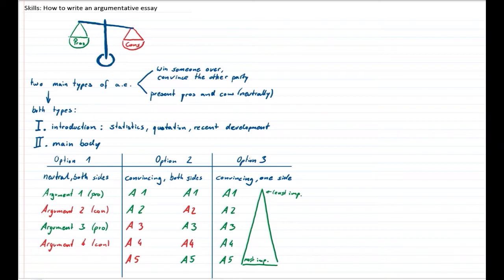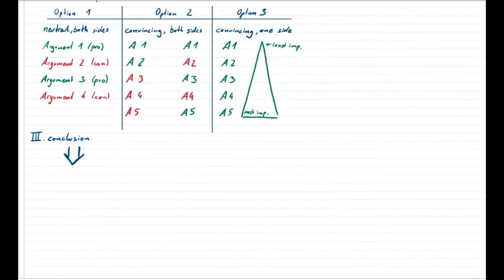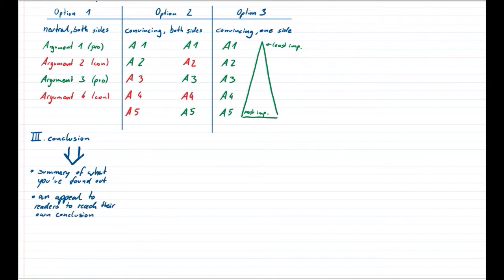For all three types, you will need to write a conclusion. So that's point 3. If you chose a neutral essay, then you can give a summary of what you found out, for example. Or you make an appeal to the readers to reach their own conclusion. For option 2, if you want to convince someone, you should give your own opinion in the end, or you could talk about further consequences.